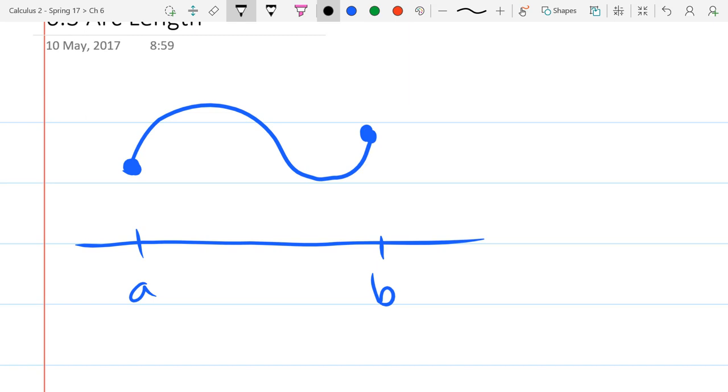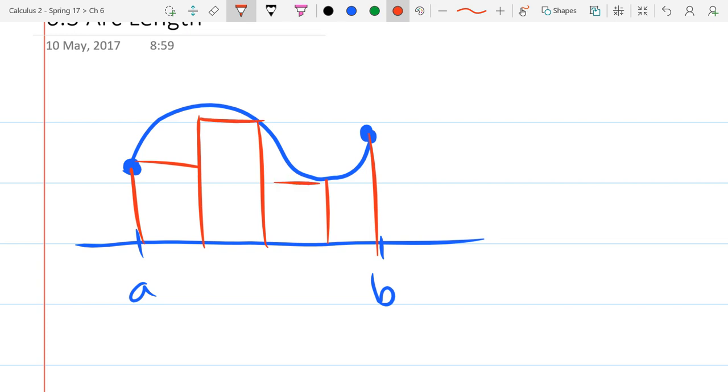So what we did before, if I wanted the area under the curve, so you don't need to draw anything I'm drawing right now. So I'll do all this in red and I'll undo it all. How do we get the area? We broke it into pieces and then added up the different areas of these pieces right here. So we're going to do something really similar for the length. We're going to break it into pieces, but we're going after the length.